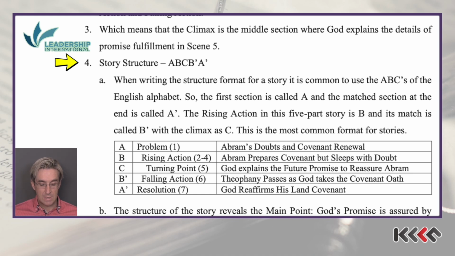The story structure, we will look at now. The story structure is A, B, C, B, A. Look at that parallel. A, problem: Abram doubts, and the covenant is renewed. B, action required: Abram prepares a covenant, but sleeps and doubts. C, the turning point: God explains the future promise and reassures Abram. B, action: theophany, a new word I will explain just now, passes as God takes the covenant out. A, the resolution: God affirms his land covenant.